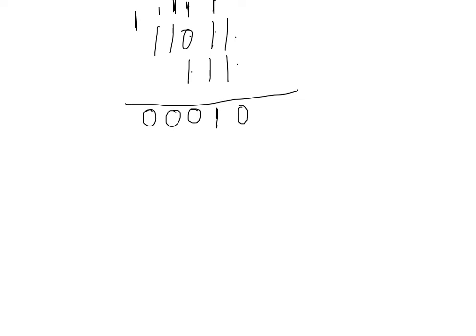And since there is no digit here, 1 comes down. So the answer is this one. Let's see what exactly this number represents in decimal. Remember that the multipliers are 1, 2, 4, 8, 16, 32. The only ones which contribute are 2 and 32. So 32 plus 2 gives you 34.